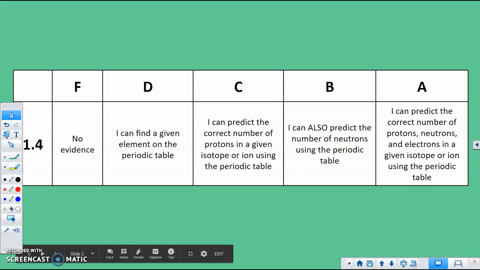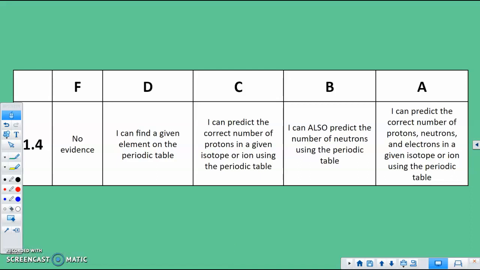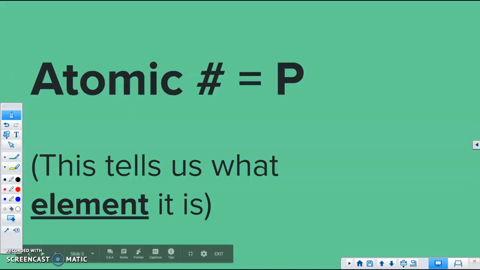Goal 1.4 is going to be about finding protons, neutrons, and electrons in what we call a given isotope or ion using your periodic table. So we'll learn what those two terms mean, isotopes and ions, and we'll learn how to predict or calculate exactly how many protons, neutrons, and electrons a given atom, isotope, or ion has.